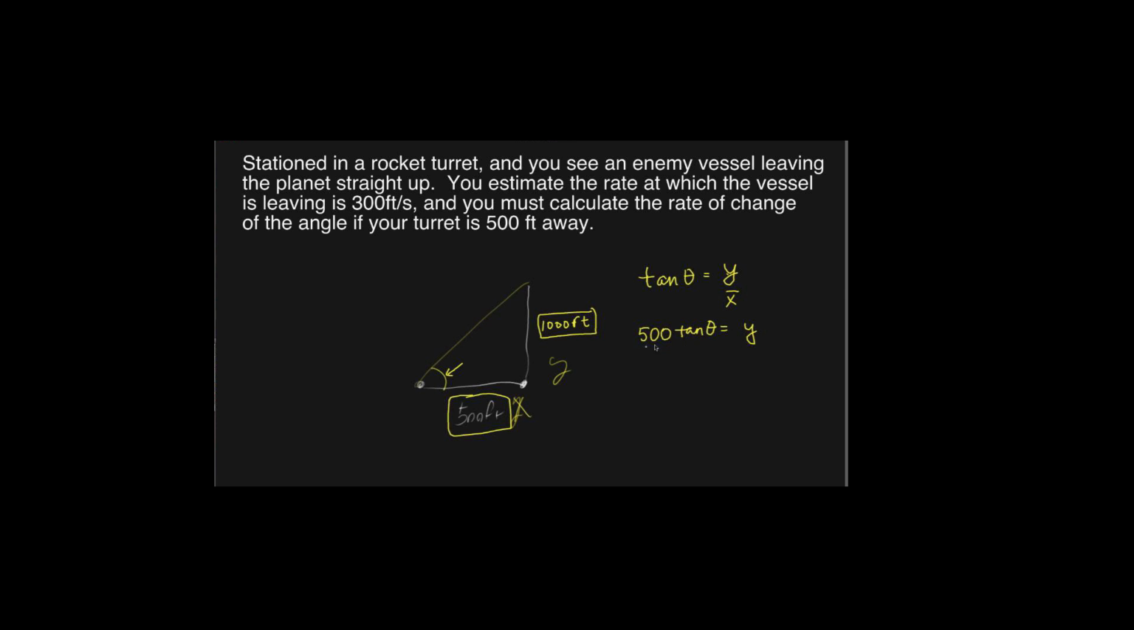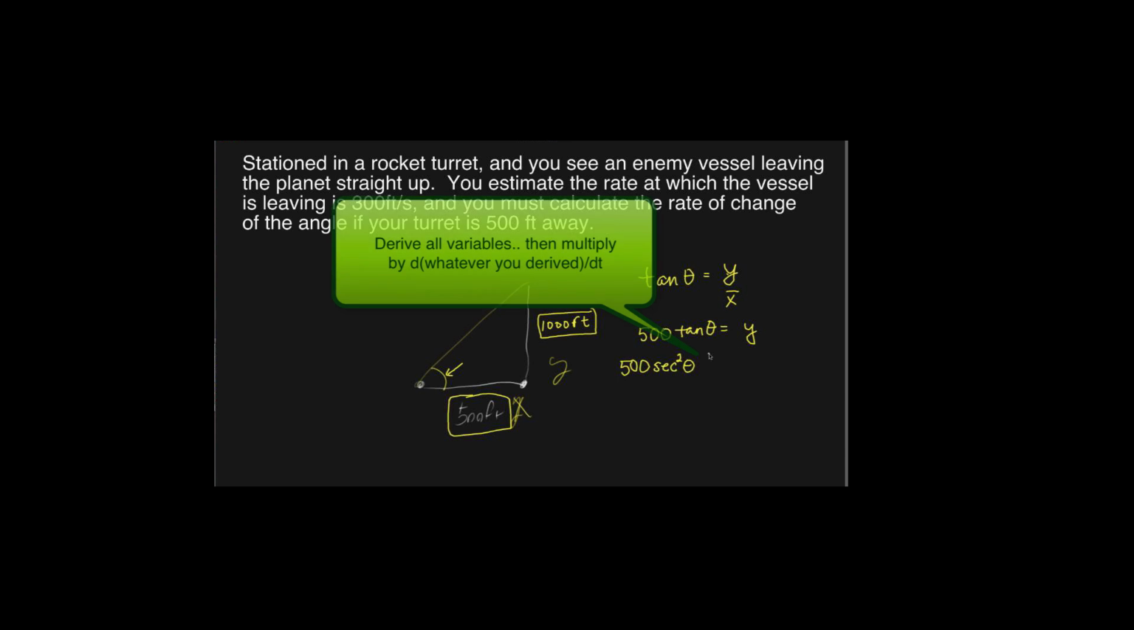So if I'm deriving this implicitly, what is the derivative of tangent? Derivative of tangent should be tangent secant. Okay, that's a big problem this far into derivatives, that you don't know your derivatives. Oh wait, no, not tangent secant. That's the derivative of secant.